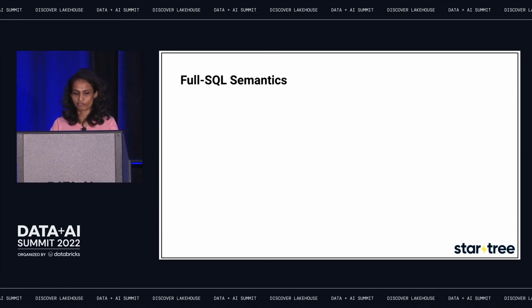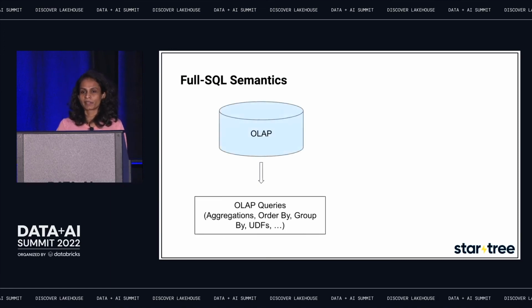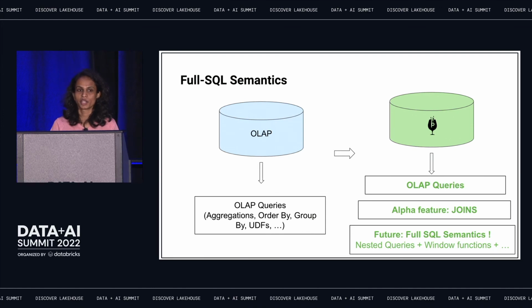The next one is the full SQL semantics. Typically, OLAP data stores only need to do analytical style queries, which are like filter, group by, aggregations, order by. And if you wanted full SQL support, the recommendation would be that you add a query federation layer. Even in Pinot, we used to say that if you want full SQL support or need to do complex operations like joins, you can add a Trino connector on top of it. But now the Pinot community is headed towards full SQL semantics. We already have joins as an alpha feature released in Pinot. And we are also expanding that to add nested queries, window functions, and so on.